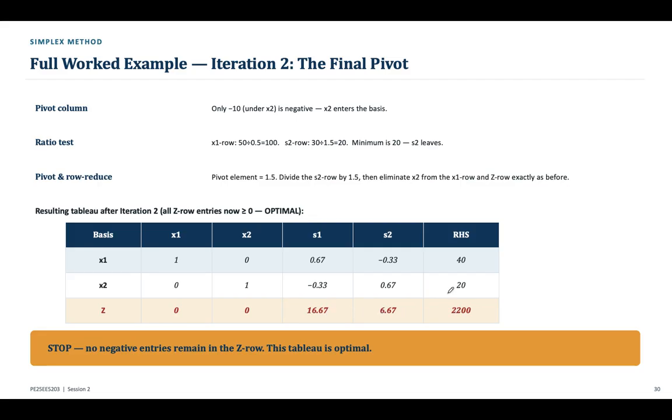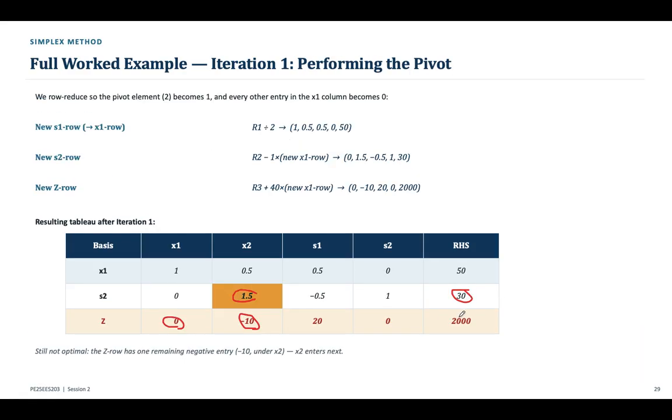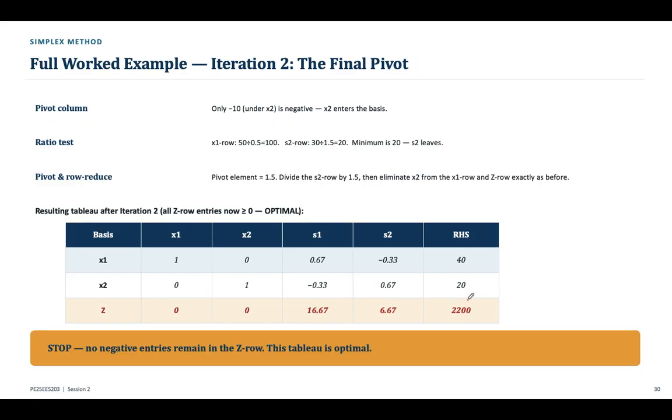As you can see, you don't have any negative element in the objective row. And also look at the profit here, 2000, but here it is 2200, right? So the basic variables are x1 equal to 40, x2 equal to 20, and the objective value is 2200. Compare this with our graphical solution, we obtained exactly the same optimum value there also.